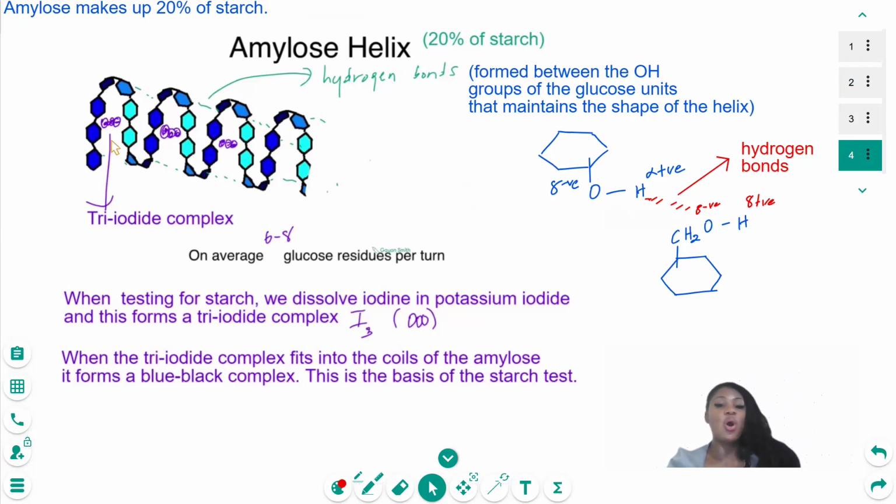And we're seeing that because of this coil that it makes, there is actually space in the coil. When we are doing the starch test and we add iodine, it's in those spaces that the iodine molecules go. And when they fit into these spaces in the helix, that's what gives us the blue-black color that we get when we're testing this.